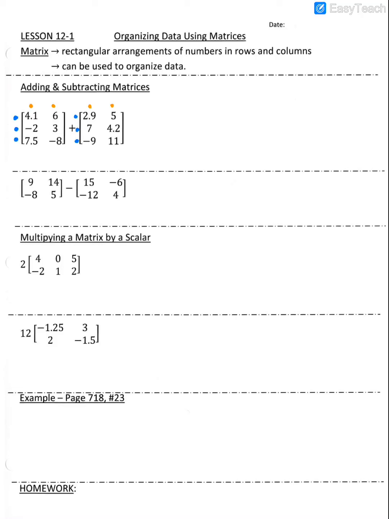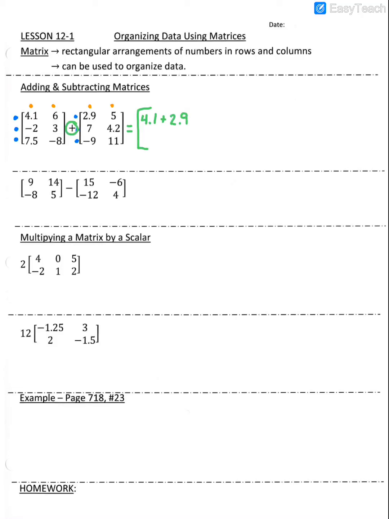Okay, and so in order to add or subtract these, we're actually just doing regular old adding and subtracting, which is why they are awesome. So basically what's happening here is we're going to be left with another matrix of the same size, but we're just going to add all of the corresponding pieces because we're adding in this one. So I'm going to do 4.1 plus 2.9.